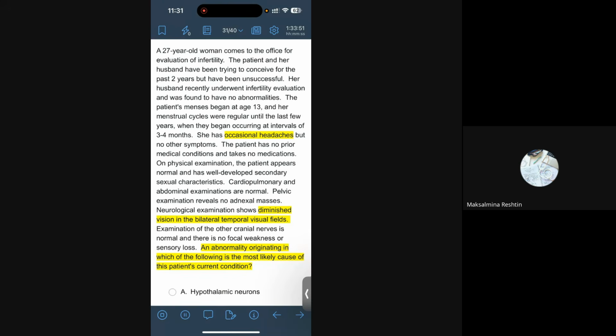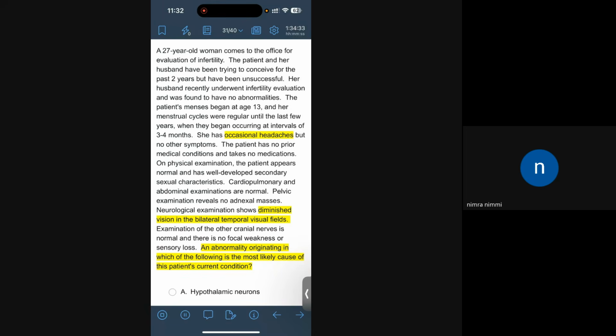Bilateral temporal visual field defect, you are going to see that defect when at what area of the optic pathway is damaged? Optic chiasma. What is present near the optic chiasma? The pituitary gland. When the pituitary gland enlarges, it puts pressure on the inner side of the optic chiasma, due to which you see bilateral temporal visual field defect. That symptom is explained by pituitary adenoma.